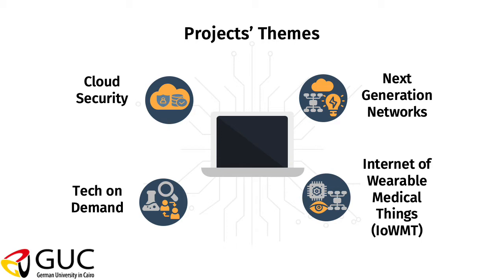The first one is one of the biggest research teams that we have, which is the team on cloud security. The second one is Tech on Demand, also a very big research group that I have. Next Generation Network, which is related to all the new advancements in networks. And the fourth category is the Internet of Wearable Medical Things, a new project that we are starting. And I will talk to you about all the details and all the topics covered within each one of these major, let's say, research domains.